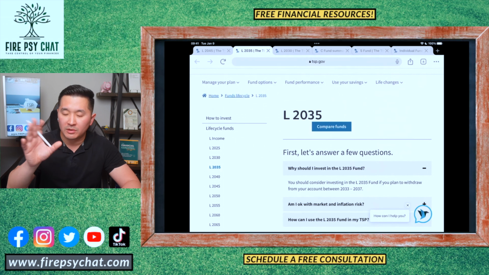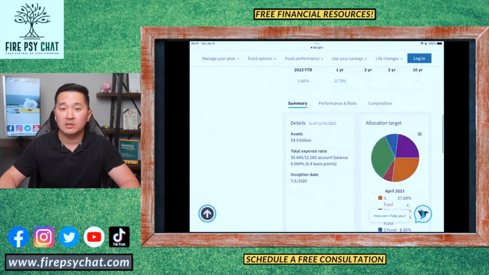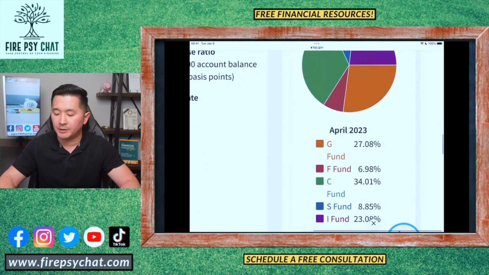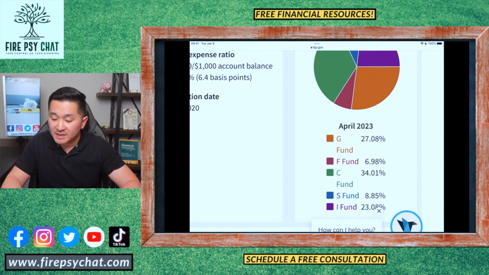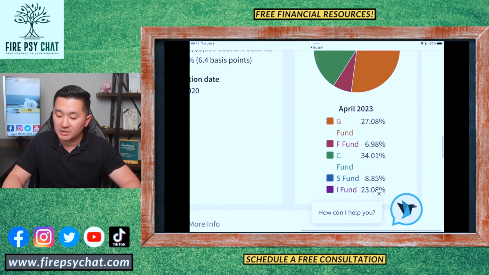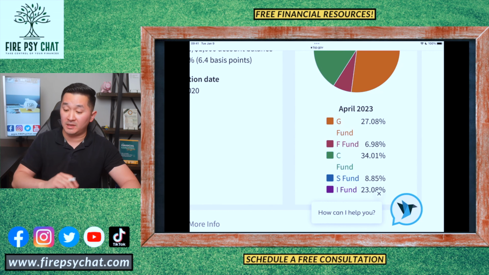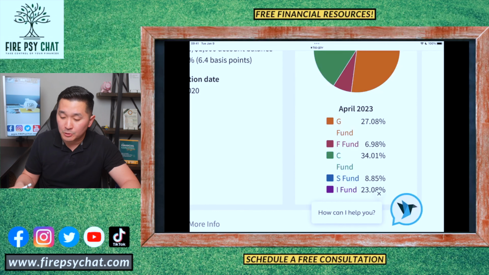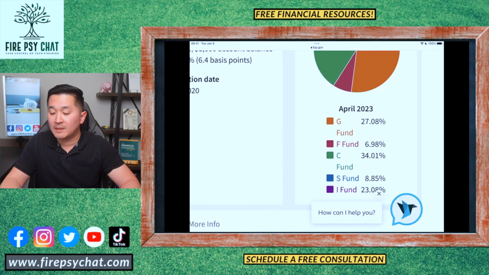I want to show you the 2035 instead. If you look at the 2035 L fund here, you see how the G fund is now 27%, F fund at 7%, C fund 34%, S fund at 8.8%, and I fund at 23%. That's a lot of I fund too. So this is about 34% bonds and 66% stocks. So this is like 2035, about 10 years out from retirement, and it's already investing at 35% bonds and 65% stocks.